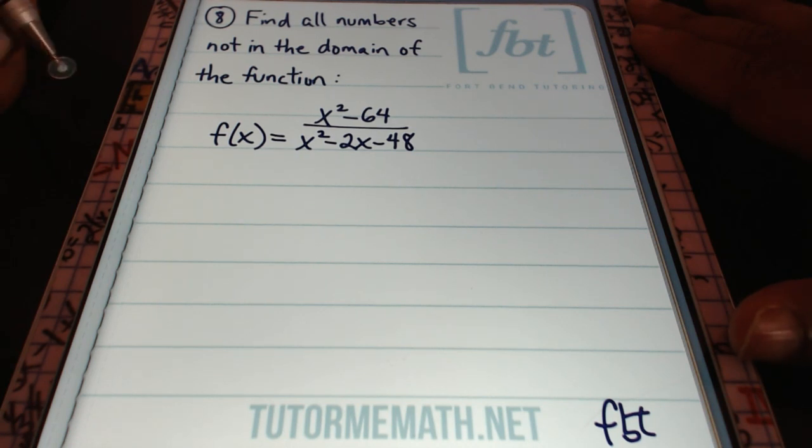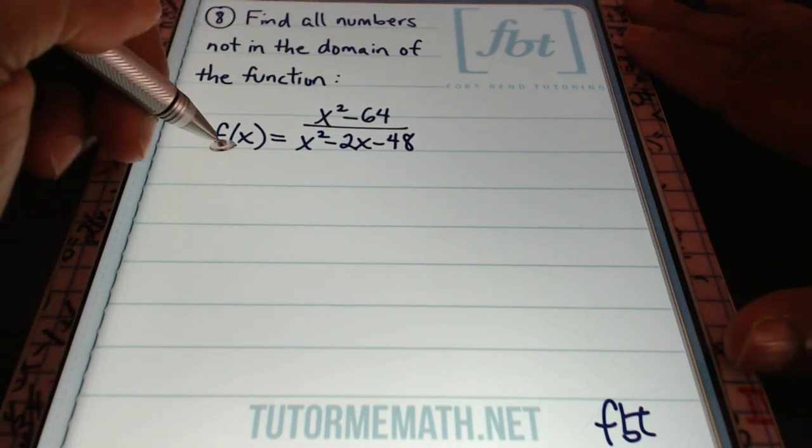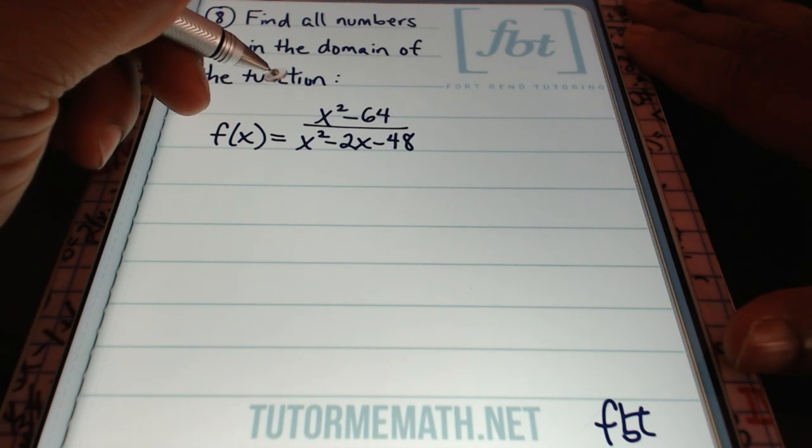It's just not possible. So therefore, the only domain restriction that we have in this rational equation is having 0 in the denominator, something we can't have. So go ahead and set the denominator not equal to 0.